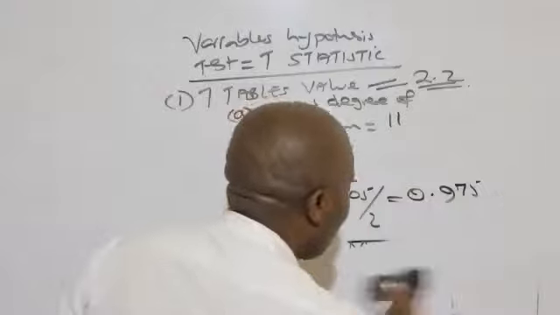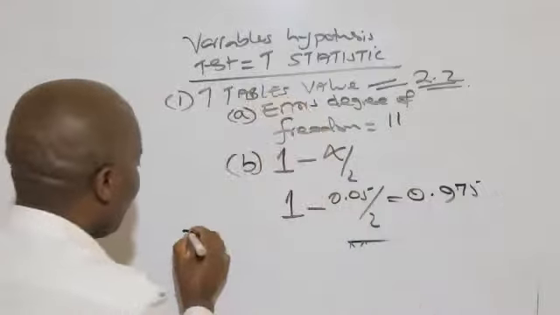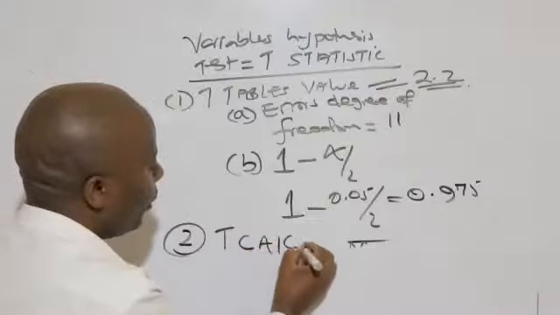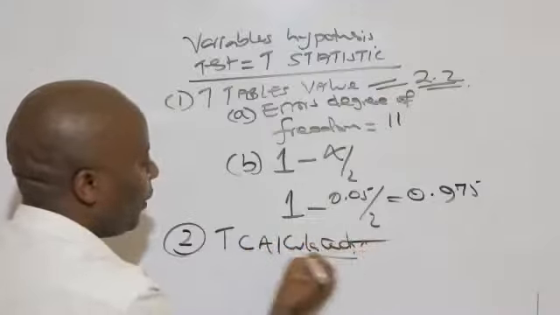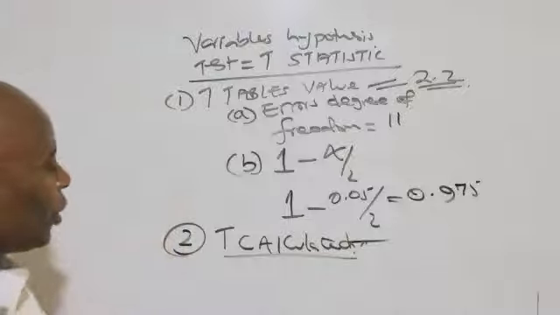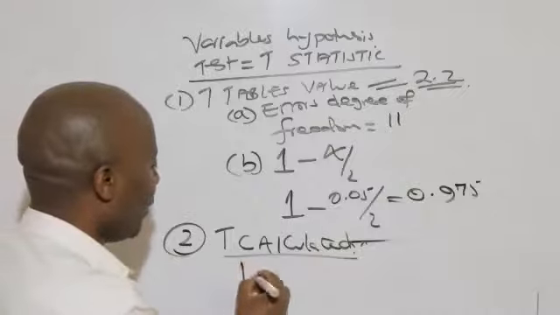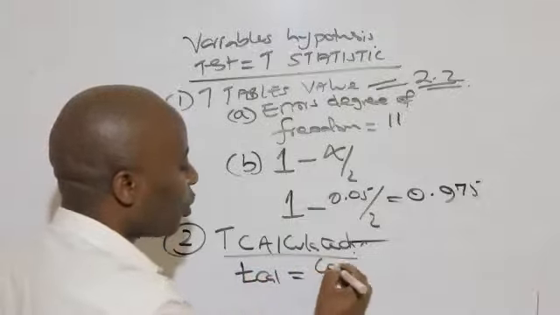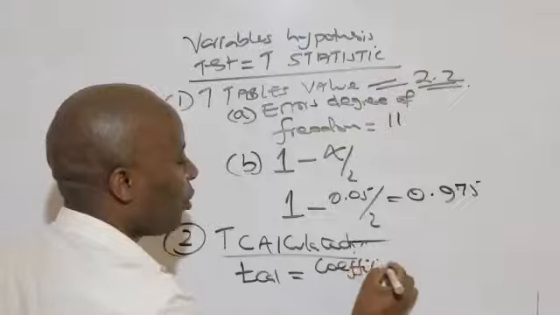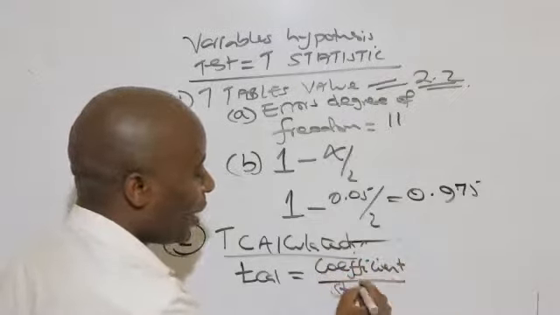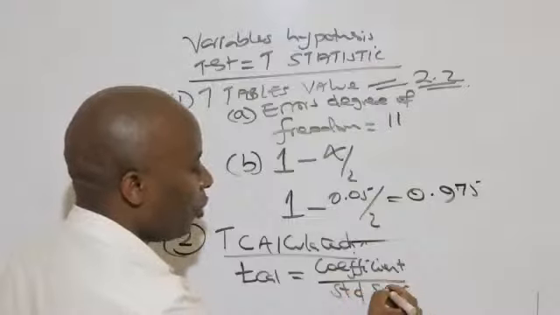Now, after that, the next step, number 2, will be to calculate what we call the T ratios or the T calculated figures. We say that our T calculated figure, the T ratio, equals the coefficient all over the standard error.